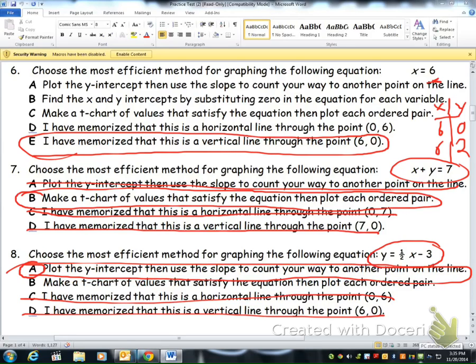So, if it's an x equals line or a y equals line, you should simply have it memorized. If it's not in slope-intercept form, if it's just a standard equation, then you should make a t-chart. And if it is in slope-intercept form, then your slope and y-intercept are going to be the best way to graph.